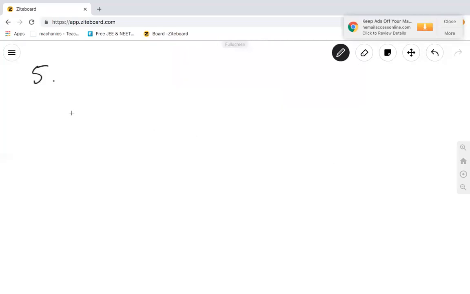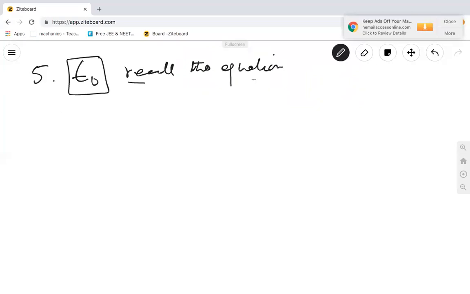Can you tell me what's the dimensional formula for epsilon 0? First, we have to recall the equation which connects this epsilon 0. There could be many equations, and every equation is going to give you the correct answer. But let me go to this.